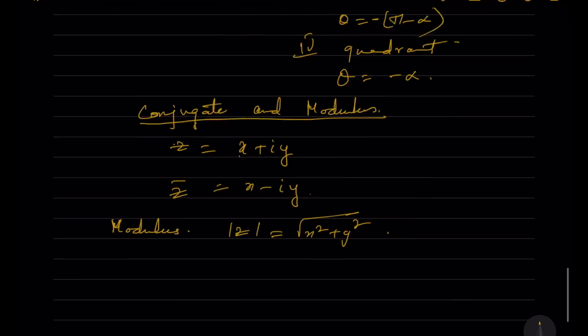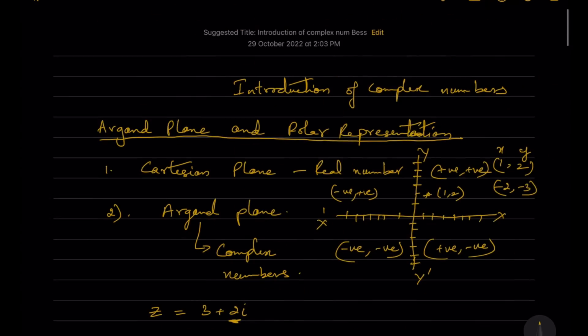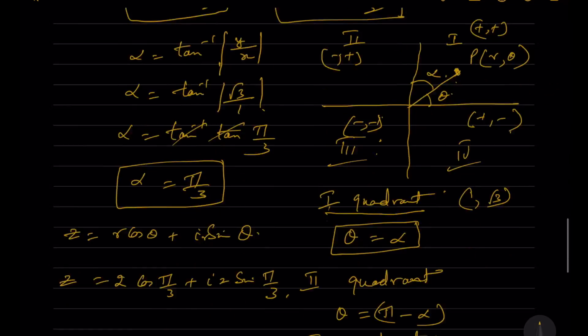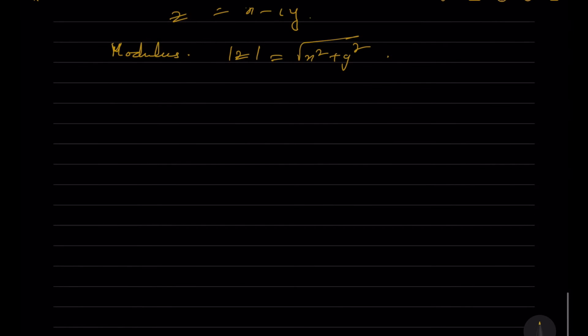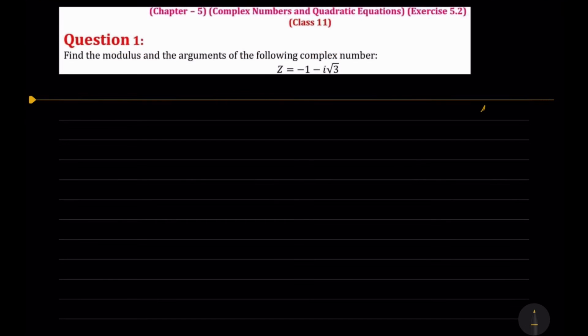So this is the introduction of the second exercise. We'll go into the exercise. Hello friends, let's start off with chapter 5, complex numbers and quadratic equations, exercise 5.2, class 11. The first question is to find the modulus and the arguments of the following complex number. So what is given to us?